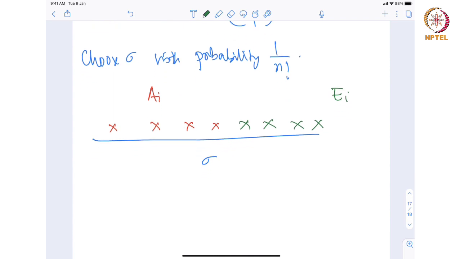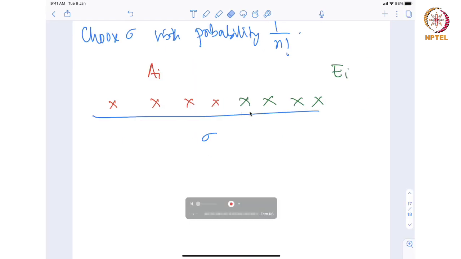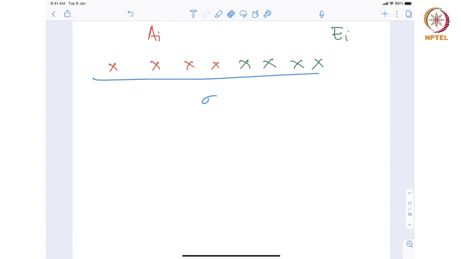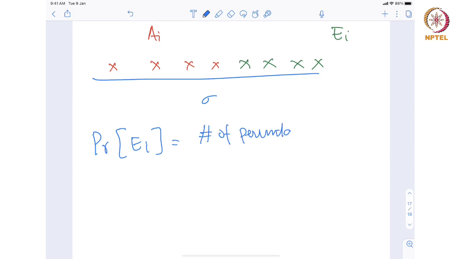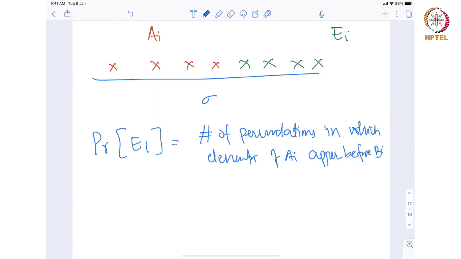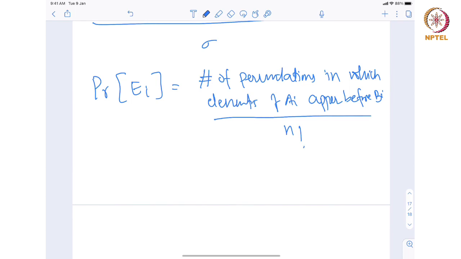So now let us try to understand how many permutations there are. What is the probability of the event Ei? The probability of Ei is the number of permutations in which the elements of Ai appear before Bi, divided by n factorial. Now how do we do this?